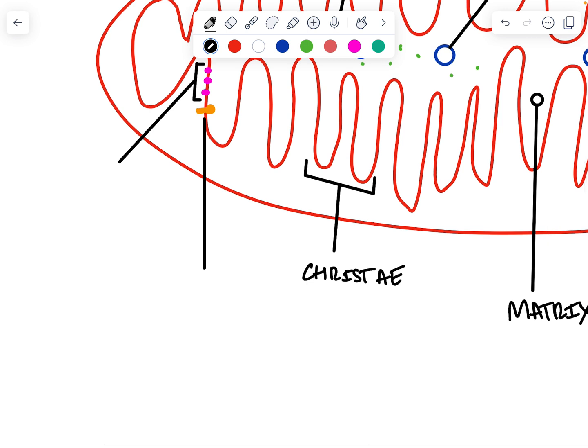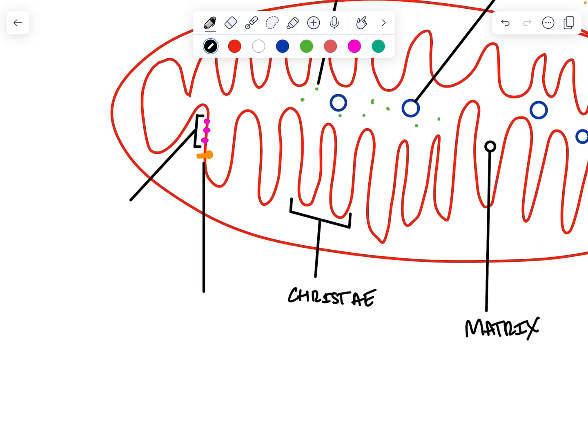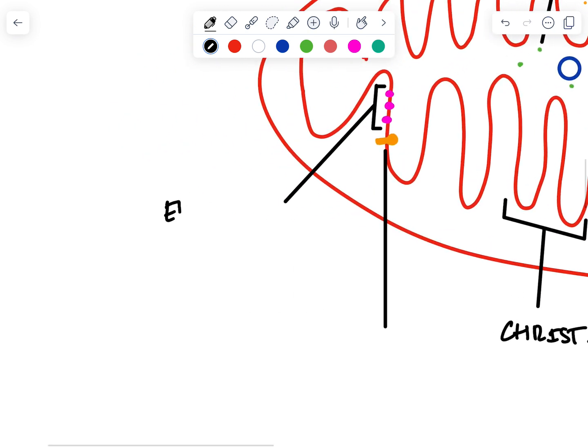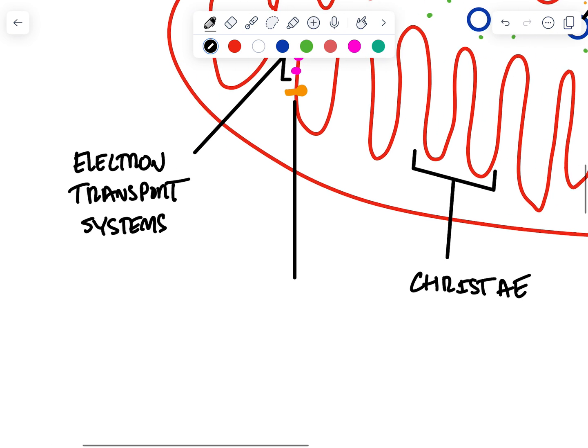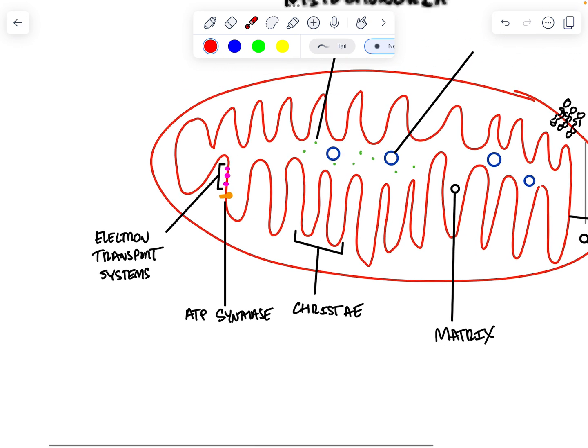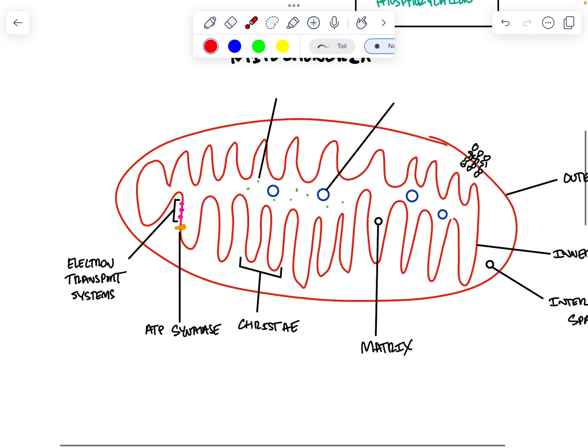And the sets of systems that are embedded in the membrane are, just like photosynthesis, we have electron transport systems and ATP synthase. Okay, hopefully the presence of an electron transport system, ATP synthase, and a membrane is telling you that chemiosmosis is going to be involved in this process, which it is. So congrats for recognizing that.